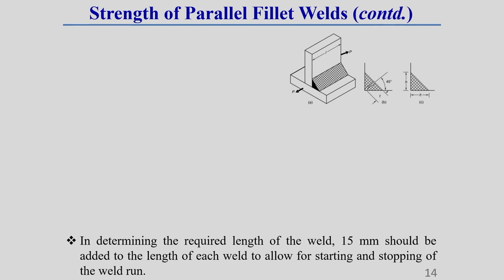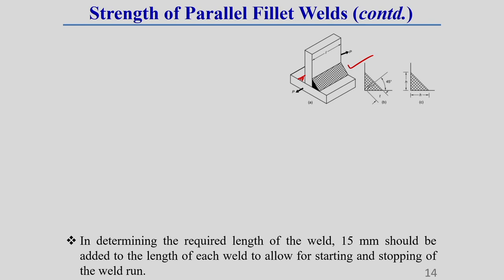How the strength of this parallel fillet weld is calculated, that also I am going to show you. Let us first consider a one side fillet weld, but we know a one side fillet weld is not preferable. We should use a both side fillet weld. So, first we will calculate based on one side, after that we will convert it into a both side fillet weld. So, we will now calculate the strength of this fillet weld.